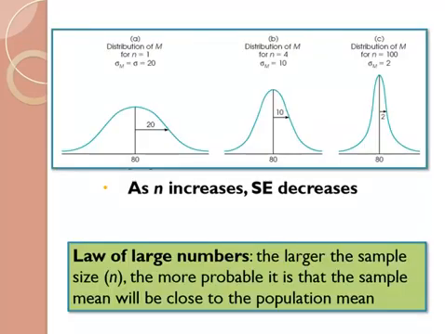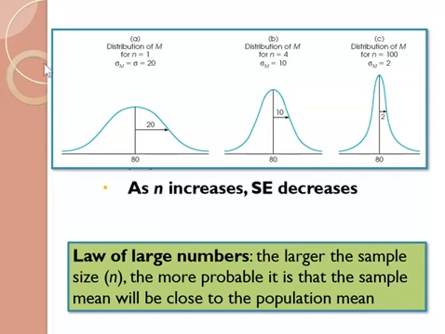And this is reflected in the law of large numbers. Larger samples are more accurate representations of the population. The larger the sample size, the more probable it is that the sample mean will be close to the population mean. So the law of large numbers should make some intuitive sense to you, hopefully.